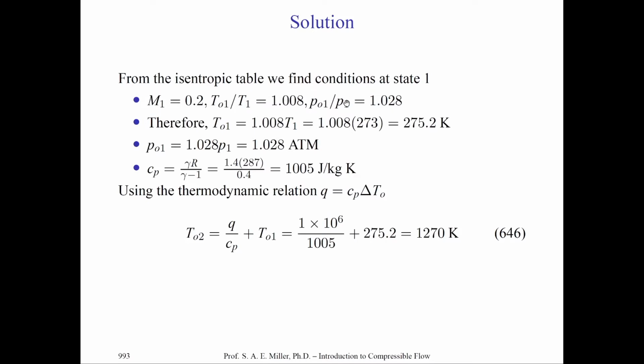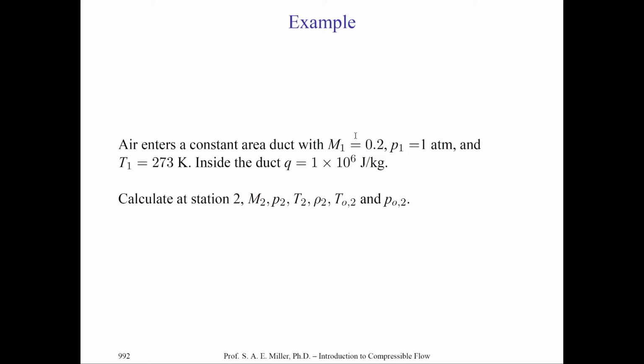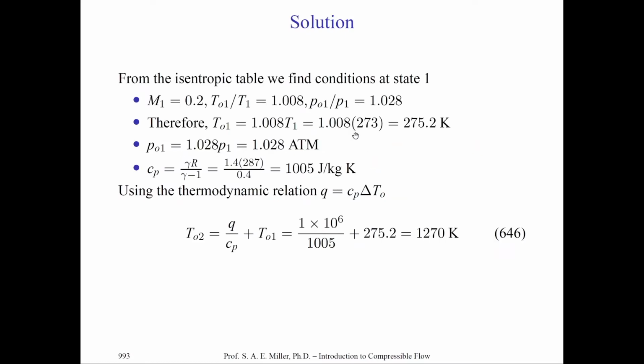Therefore, since we know T1 and P1 given in the problem at Mach 0.2, we can find the total temperature and total pressure respectively by multiplying through. They are, respectively, T01, the total temperature at state 1, of 275.2 Kelvin, and a total pressure of 1.028 P1, which is, of course, 1.028 atmospheres. Notice the total conditions are greater than the static conditions, respectively, of 273 Kelvin and one atmosphere.